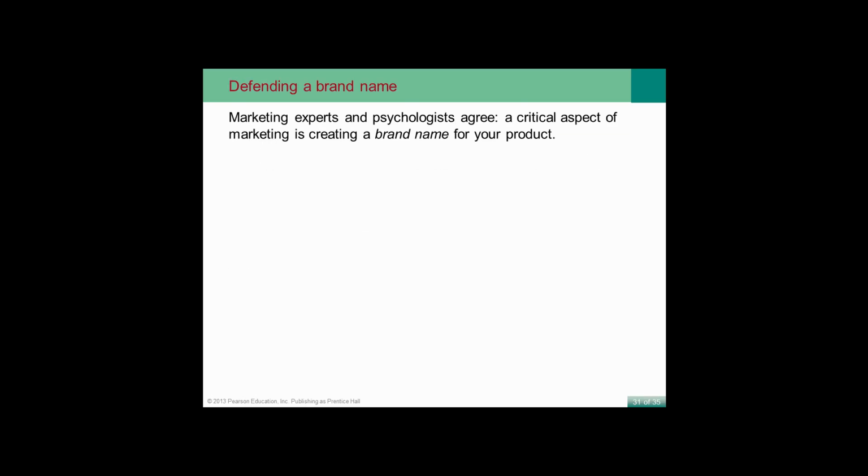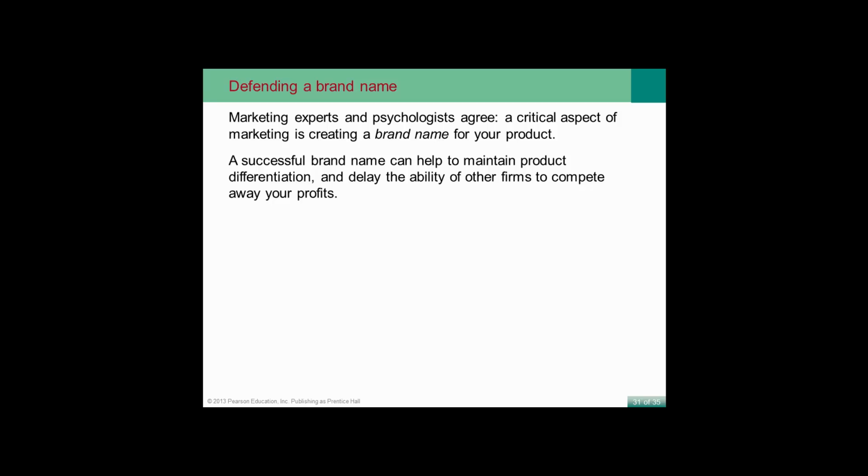Marketing experts and psychologists agree that a critical aspect of marketing is creating a brand name for your product. A successful brand name can help to maintain product differentiation and delay the ability of other firms to compete away your profits.